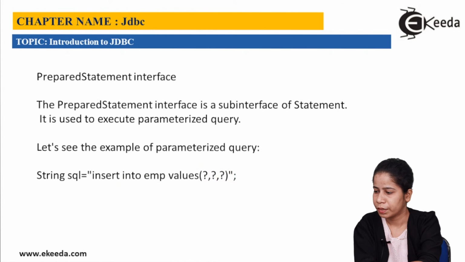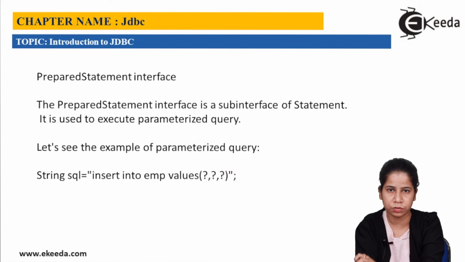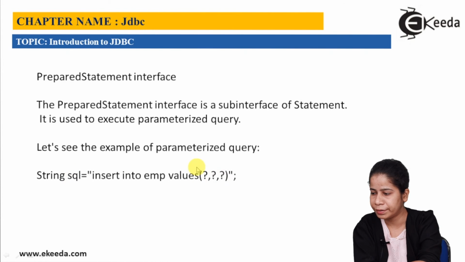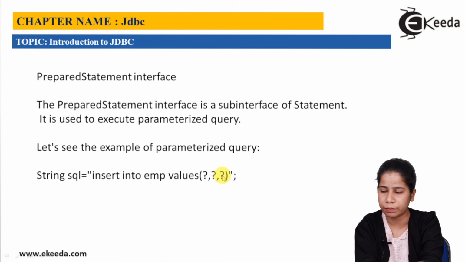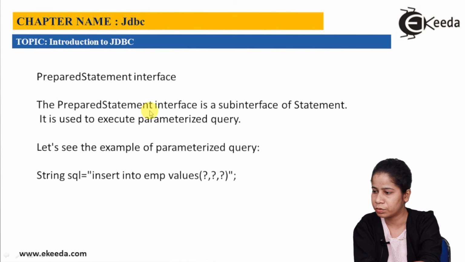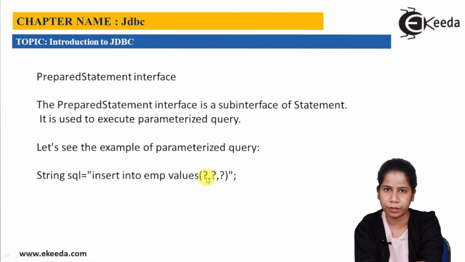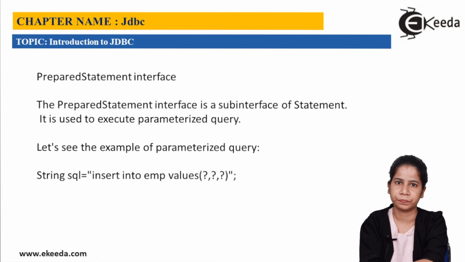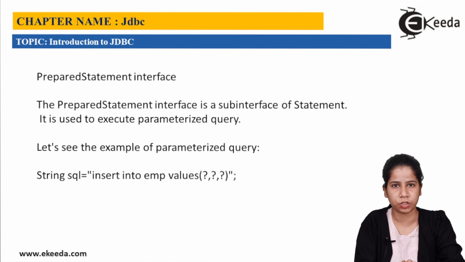So what does that mean? At runtime, I can place some values over here. These values are defined with a proper data type and are checked, so that not just any random value can go here, and SQL injections can be avoided by using this. The prepared statement interface is a sub-interface of statement and is used to execute parameterized queries, and all these question marks indicate each and every parameter which will go in that place, to avoid SQL injections.